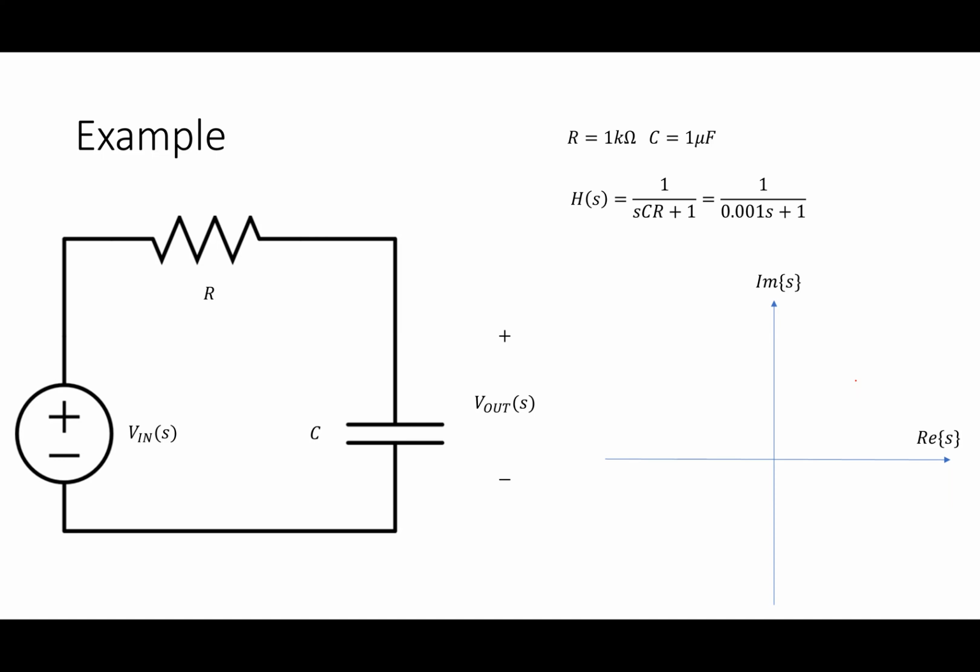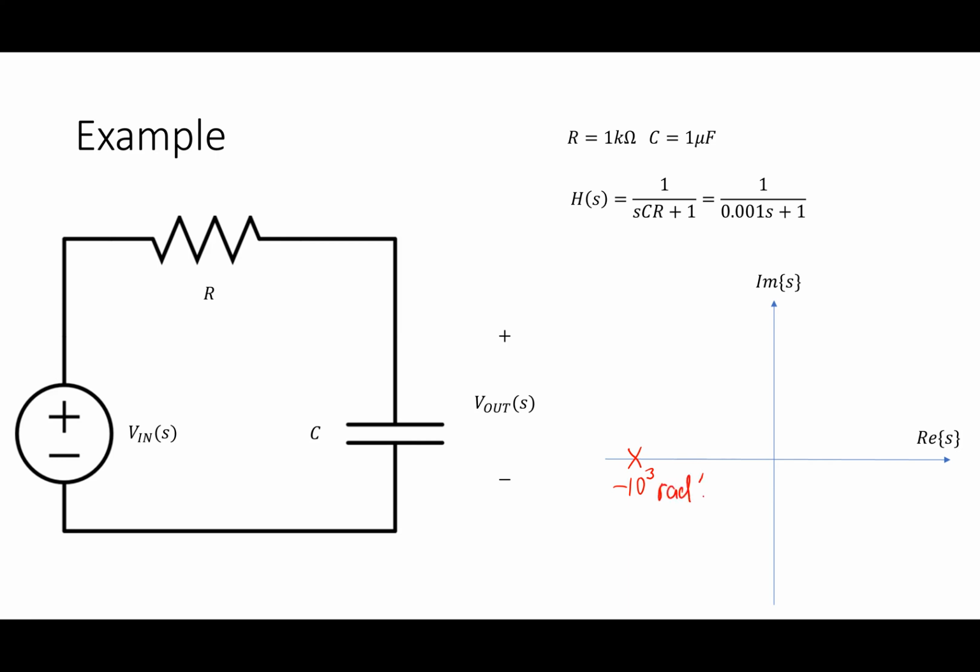So this guy right here, where are his zeros? Does he have zeros? No zeros. Does he have poles? Yes. Where's his pole? Negative 1,000, right? Negative 1 times, so 1 over 0.001 is negative 1,000. So negative 10 to the third radians per second.